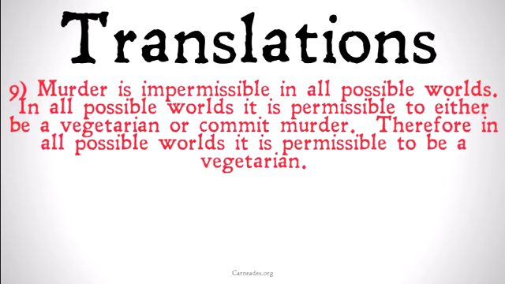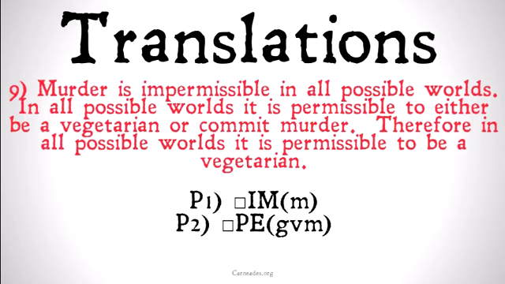This seems like a simple problem, but remembering what we just learned, it's actually going to be a bit more complicated. So, in all possible worlds, it's impermissible to murder. In all possible worlds, it's permissible to be a vegetarian or to murder. I'm using G for vegetarian instead of V because that might get confusing with our symbol for disjunction. Therefore, in all possible worlds, it's permissible to be a vegetarian.